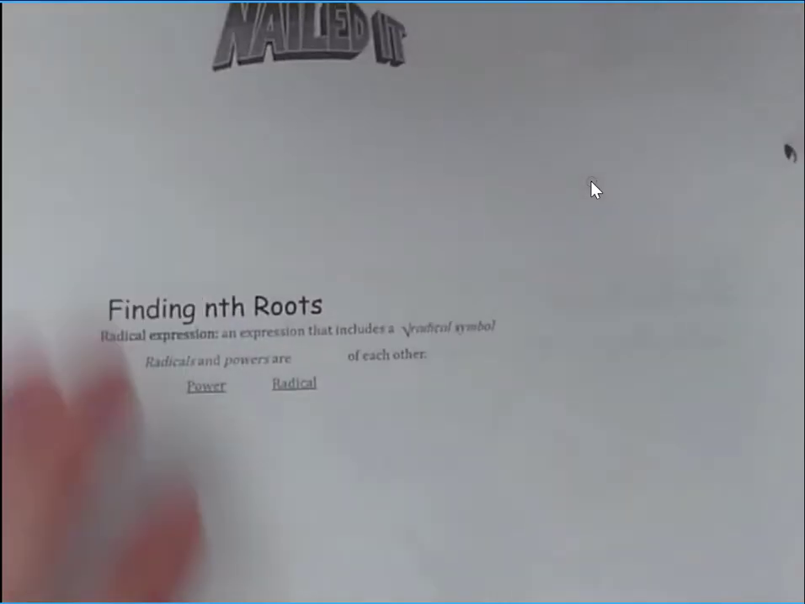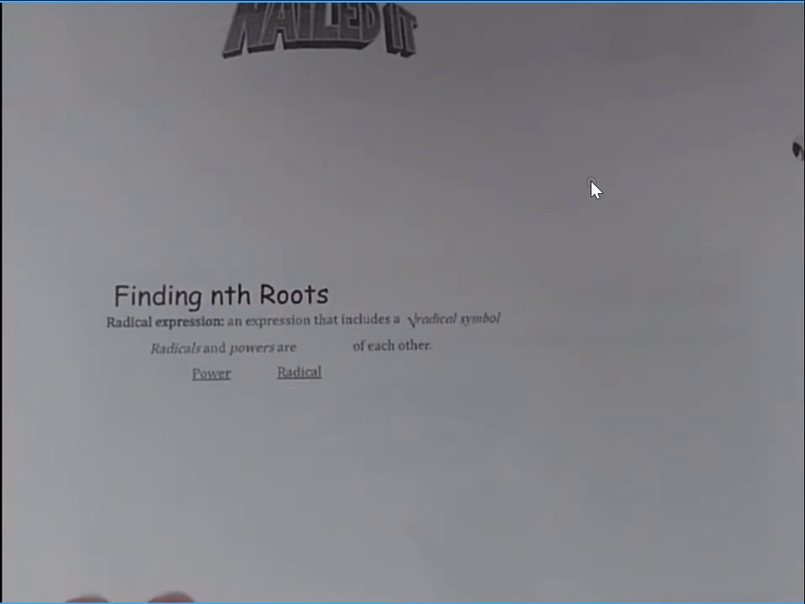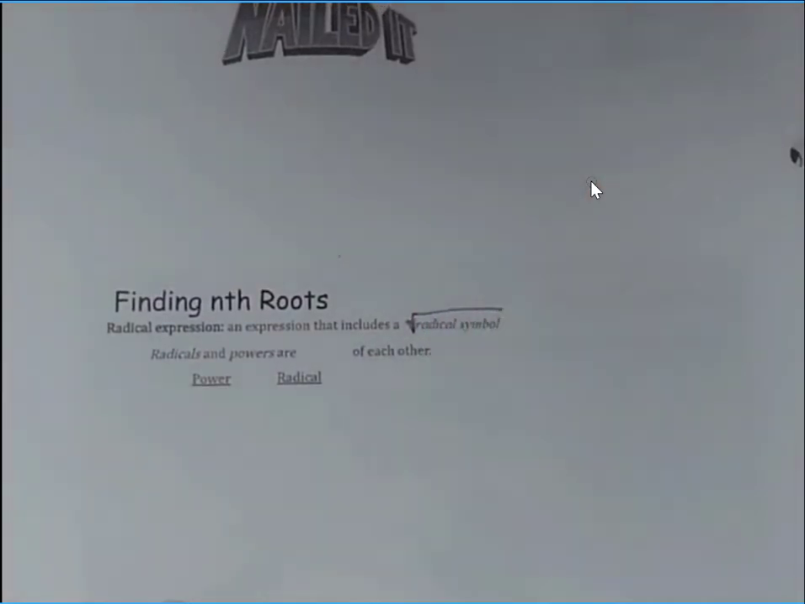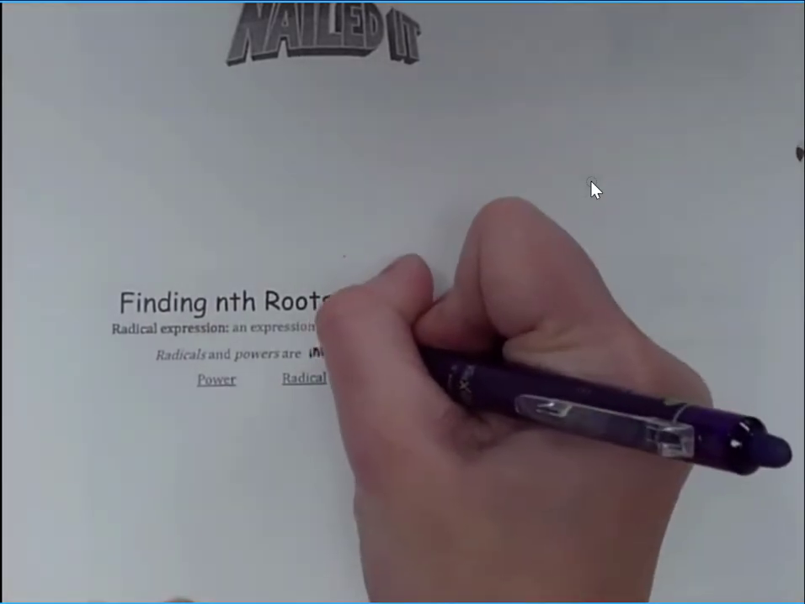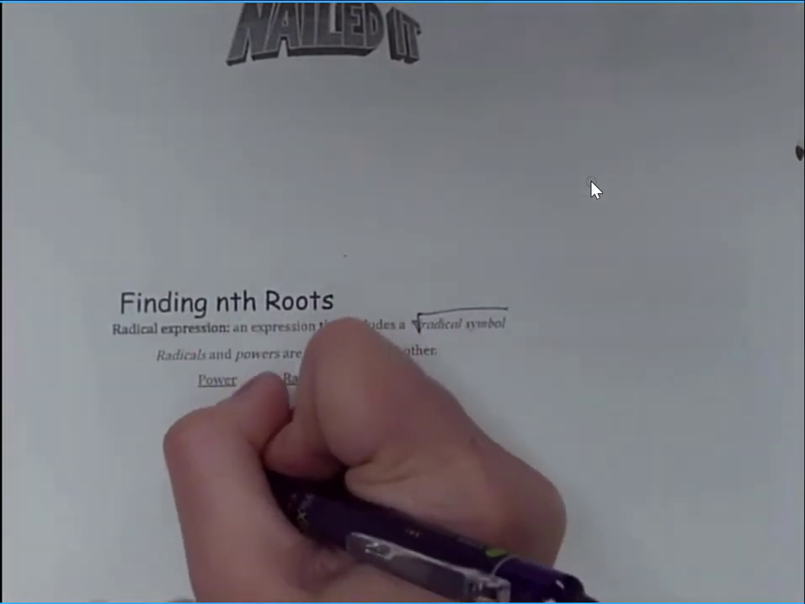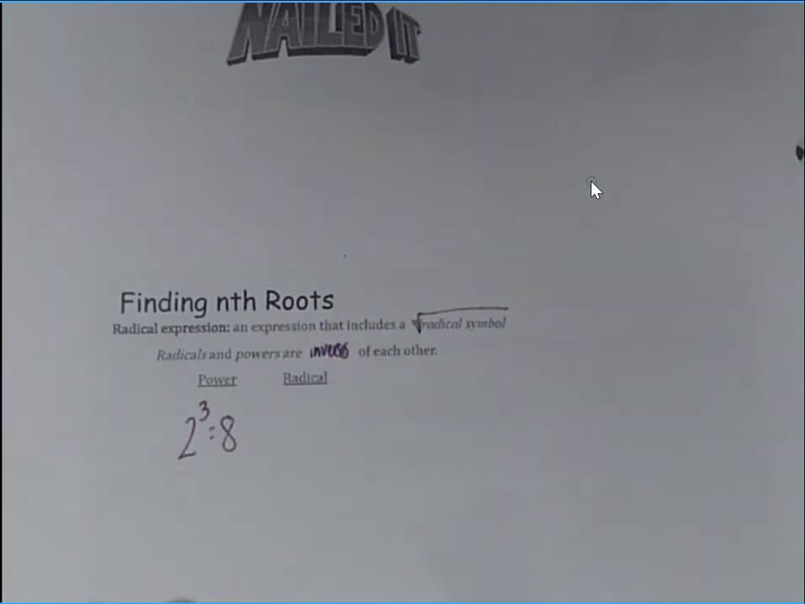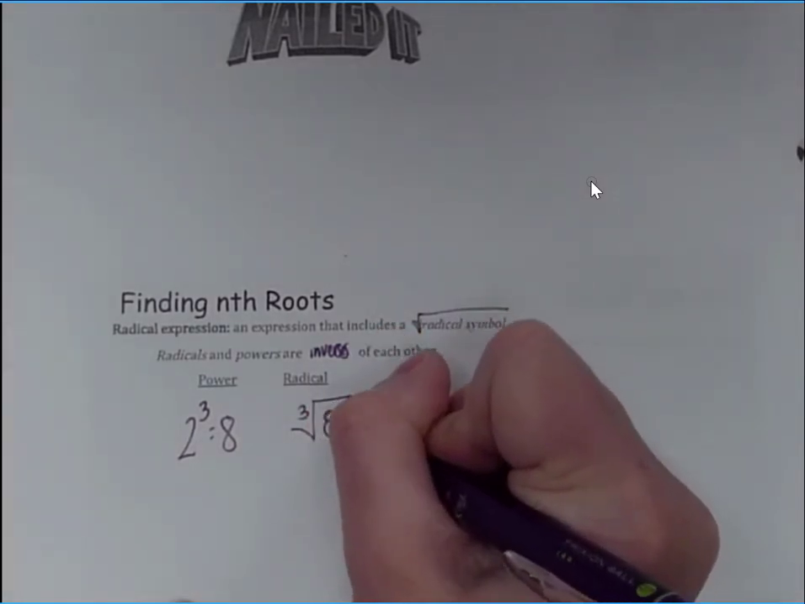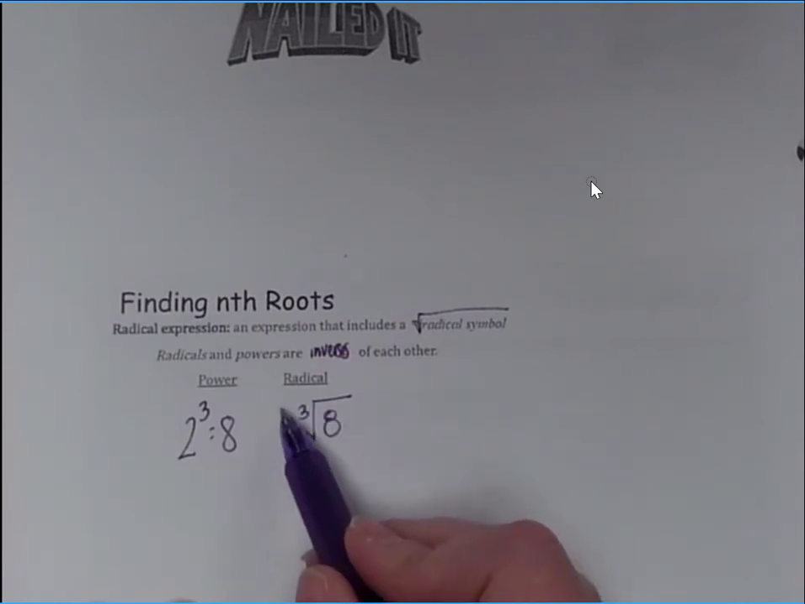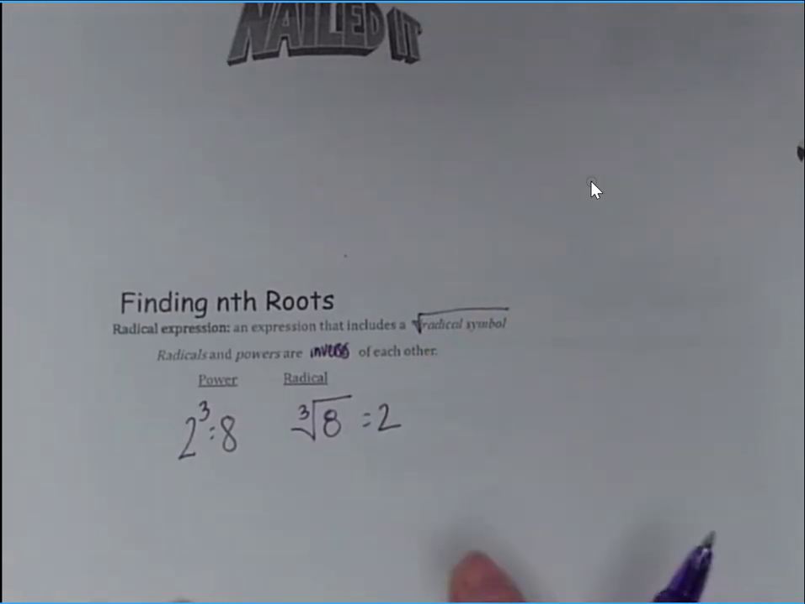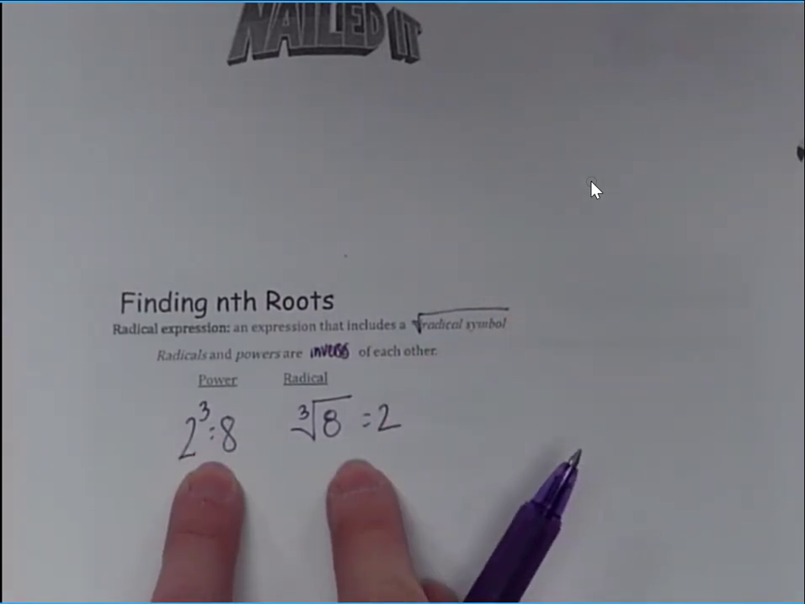A radical expression is an expression that includes, well, a radical symbol, what we call the square root key most of the time. Radicals and powers are actually inverses of each other. A power looks like this: 2 cubed, which is 2 times 2 times 2, is 8. Now a radical would look like this, and this is telling me that I need to find a number multiplied by itself 3 times that equals 8. So my answer here is 2. So powers and radicals are actually inverses of each other.